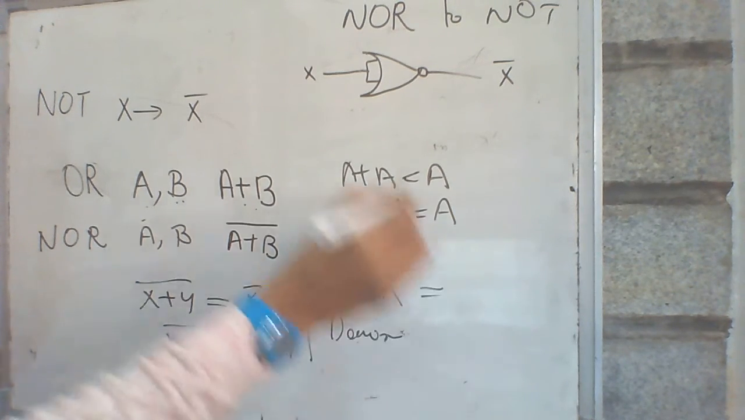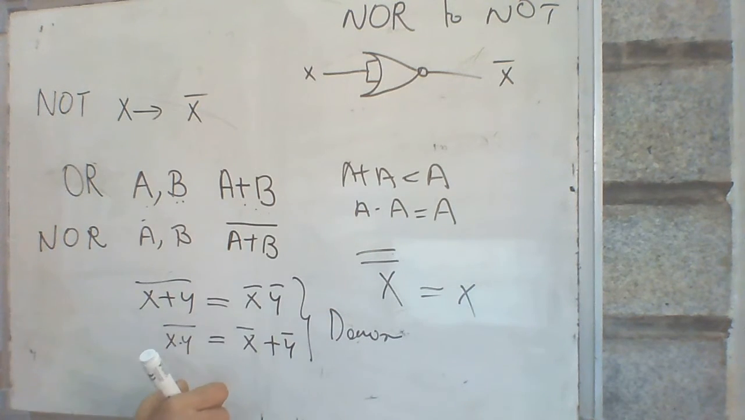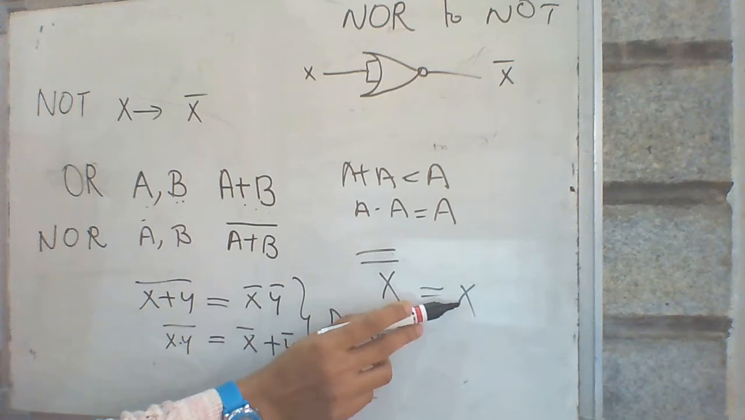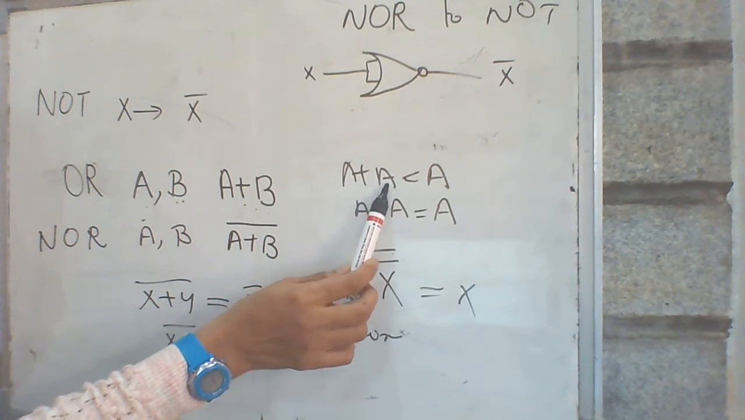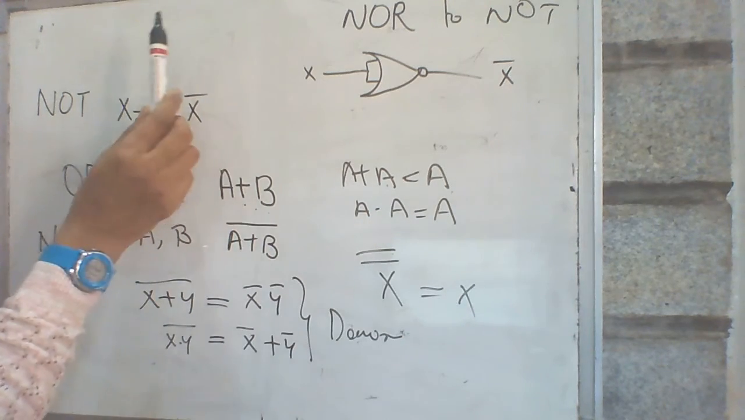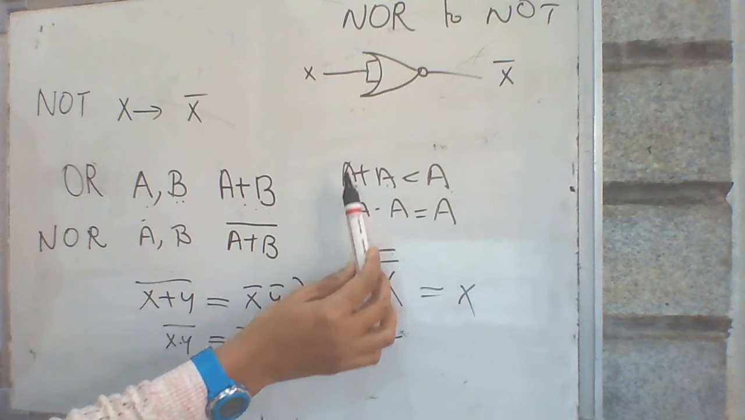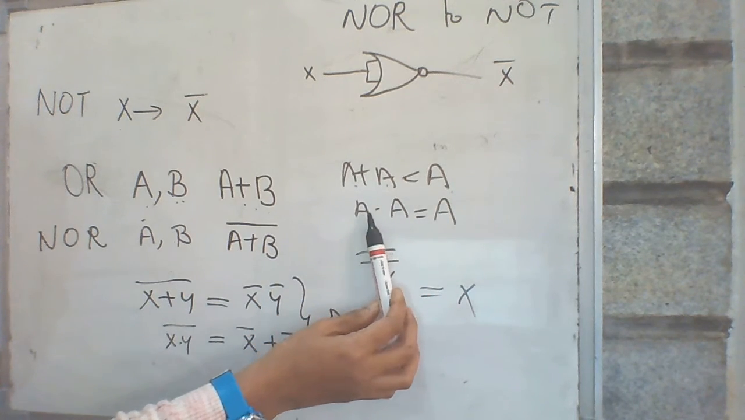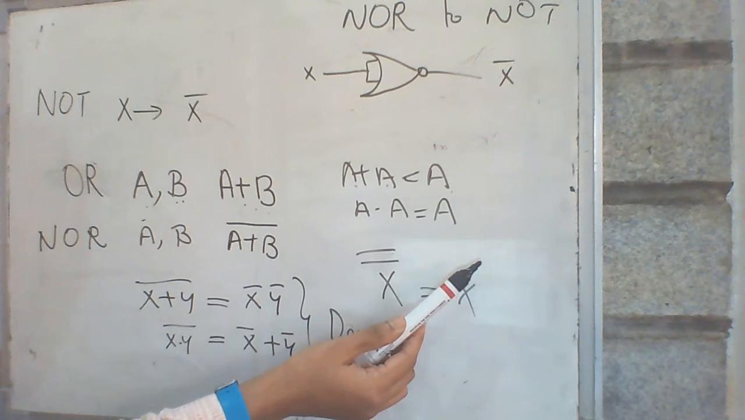Then one more theorem. What is the value of X double bar? X double bar is equal to X. Which theorem? Involution law. Involution law means X double bar is equal to X. Idempotent law means if you are using the same variable, then the output will be the same. That is A plus A, X plus X is equal to X. A plus A is equal to A. Same like that, A dot A is equal to A or X dot X is equal to X.